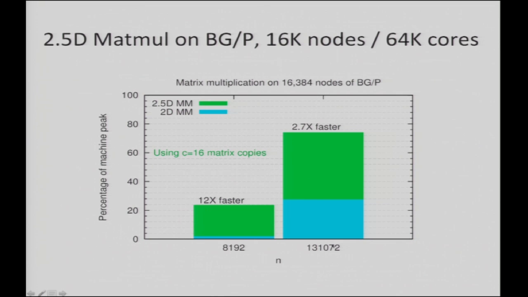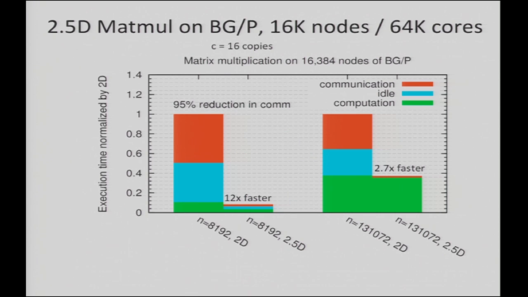So where's the actual time going? Let me break down the timing here. This is the same data where I've broken down the time into communication, idle, and compute. Here's the 8K problem, and here's the 131K problem. It's normalized so that the 2D algorithm takes time 1, so that's 12 times faster, and that's 2.7 times faster. Now we can see that the communication reduced 95% in both cases. Here, the idle time went away. There was just a lot of idle time waiting for messages to go around. But even the compute time went faster, so that was a little bit surprising.